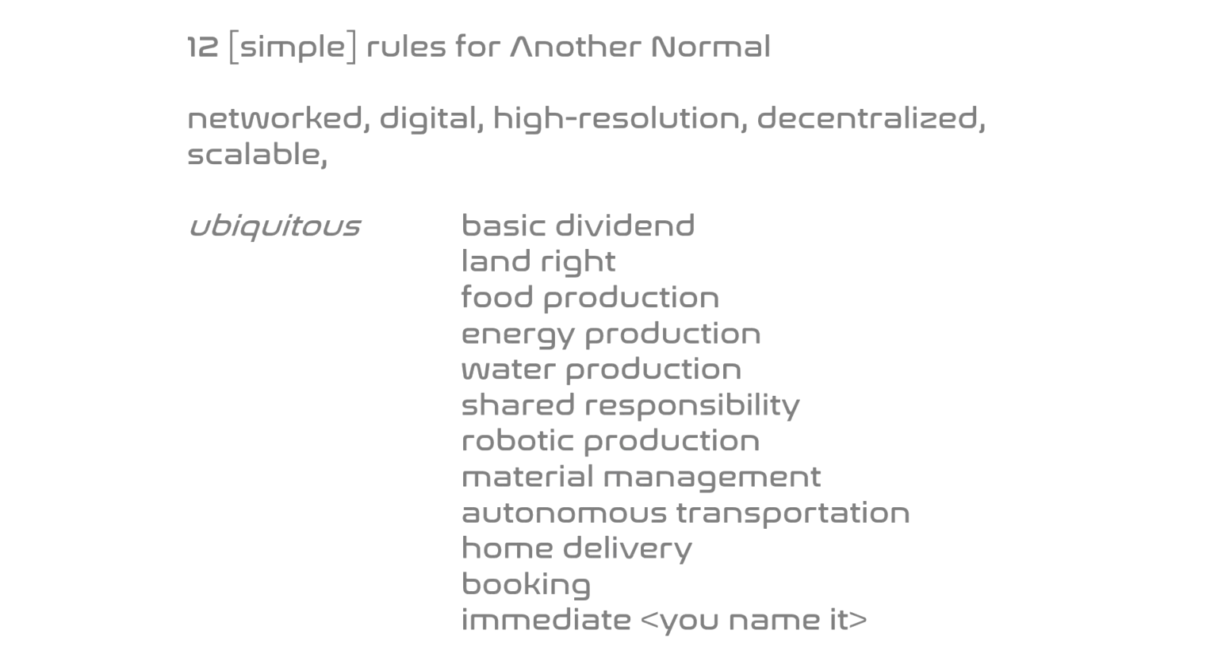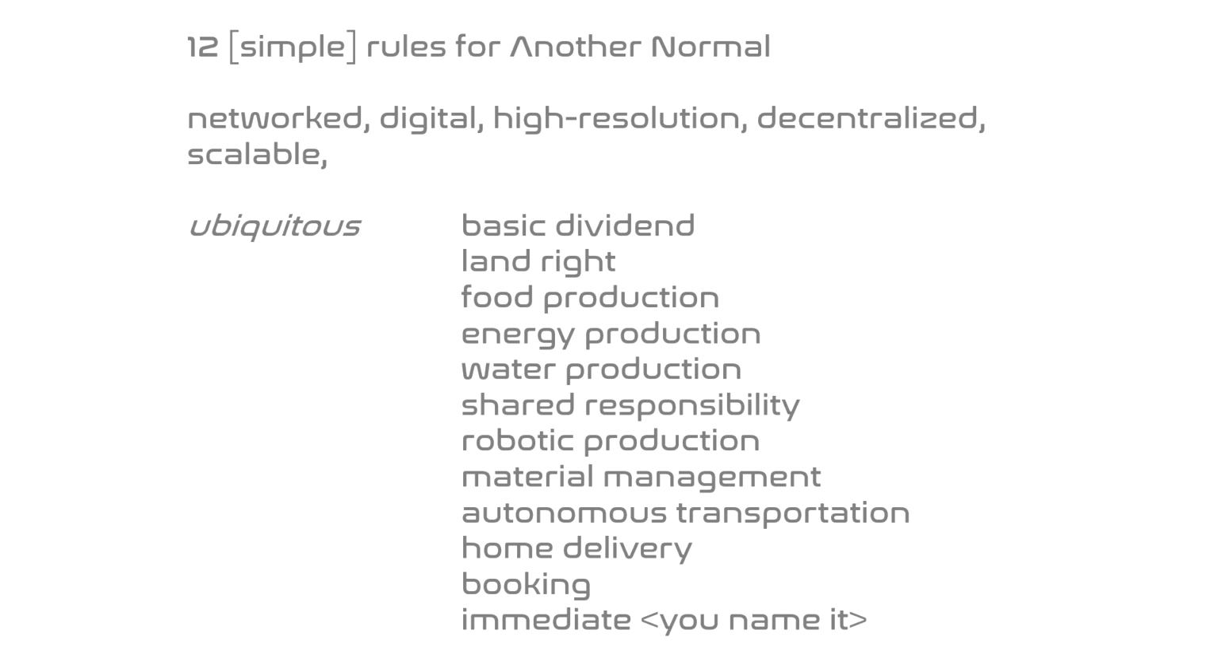So let's look at some of those rules, 12 rules. These are the rules. Ubiquitous everything, and everything is network, digital, high resolution, decentralized, scalable, etc. Inclusive, adaptive, I could add. It's about these subjects I'm discussing.